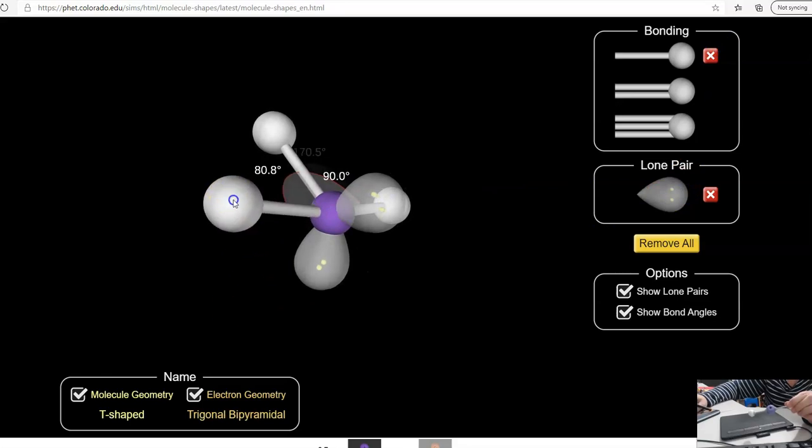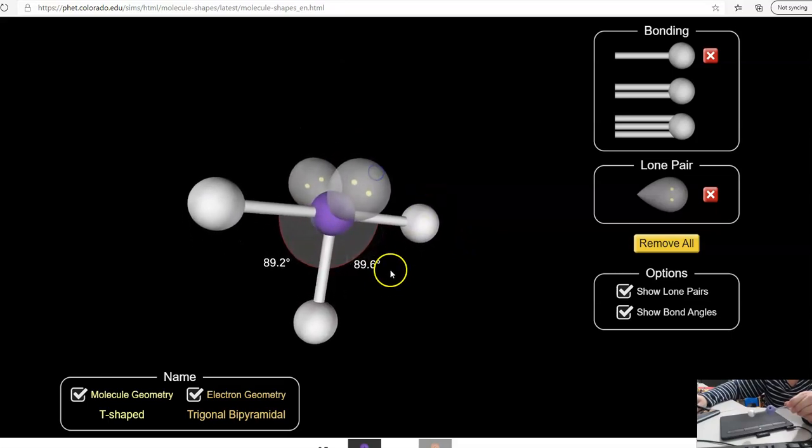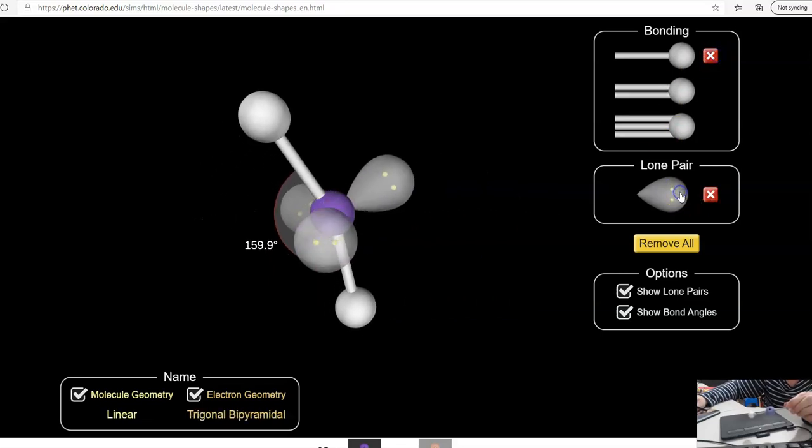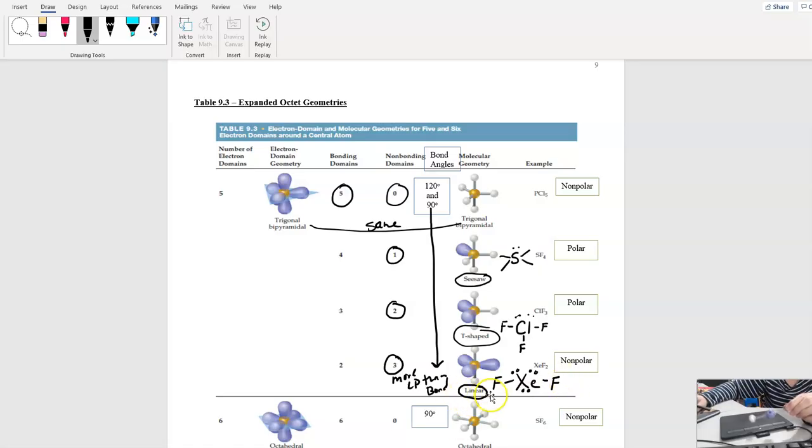If I take a bond off, slap on another lone pair, there's your T-shape. Notice the angles. They're still 90 degrees. They're just not showing the 120 part. And let's say I take another bond off. Slap on a lone pair. Ta-da! Look at that bond angle, 180. There's your linear. So I need to correct that, because I meant to say linear was 180. Oops, let's make that line not go all the way to the bottom. So with this one, you're going to get a bond angle of 180.